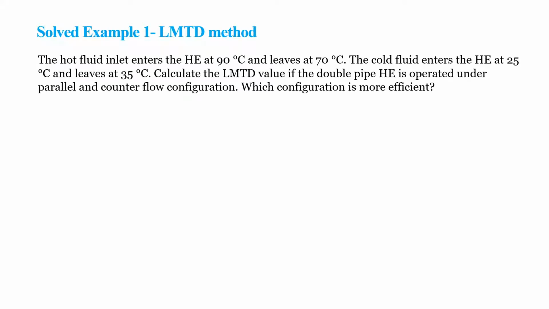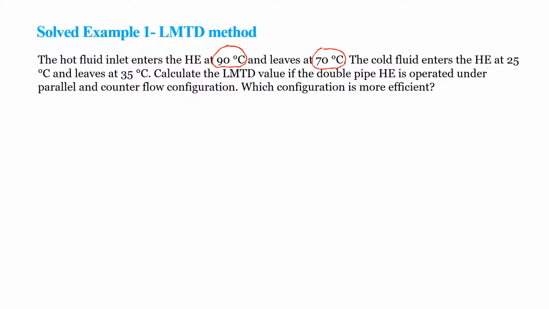So in this example, the LMTD method is used. Let me read the problem. The hot fluid enters the heat exchanger at a temperature of 90 degrees Celsius, so this is the hot fluid, and leaves at 70 degrees Celsius. The cold fluid enters the heat exchanger at 25 degrees Celsius and leaves at 35 degrees Celsius. Calculate the LMTD value if the double pipe heat exchanger is operated under parallel and counterflow configurations. Which configuration is more efficient?